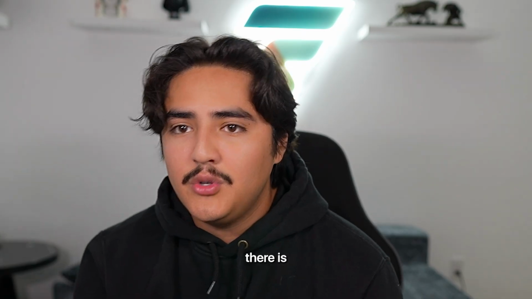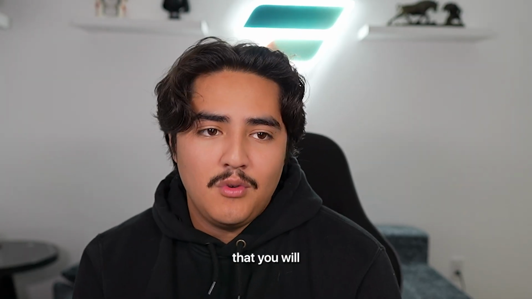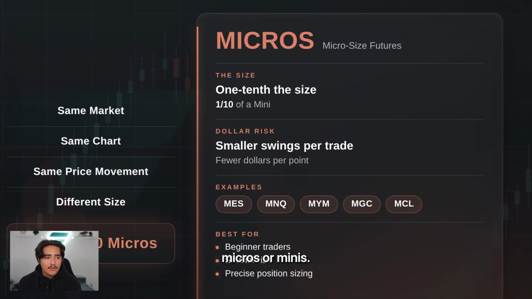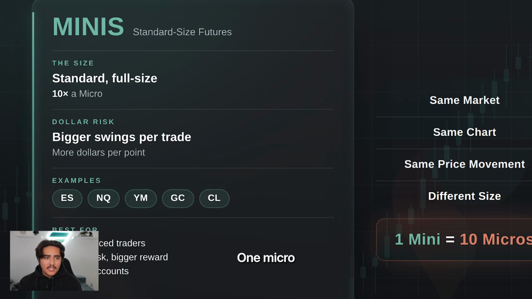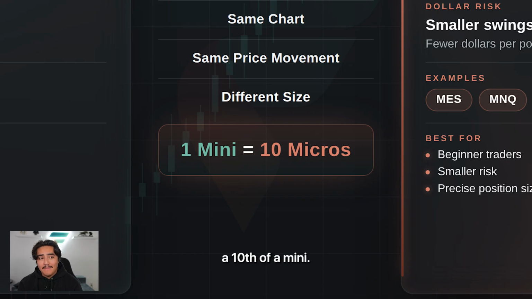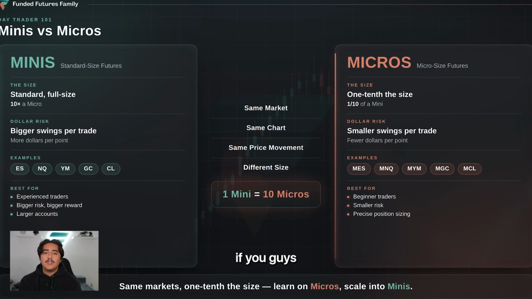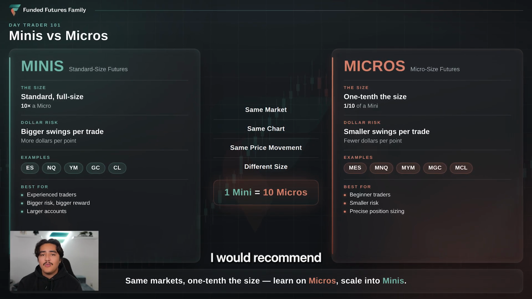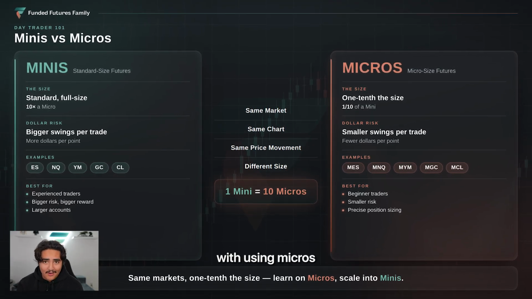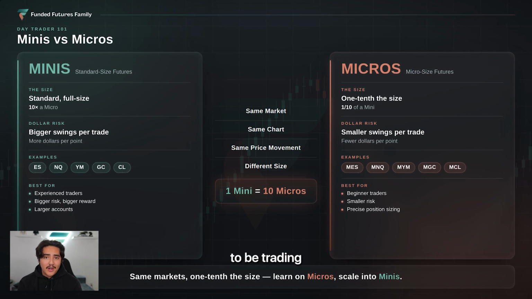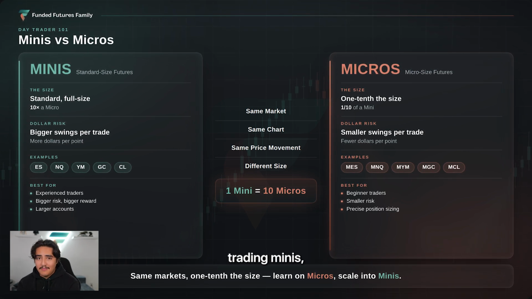There are 2 versions of buying power that you will be trading. You will be trading either micros or minis. 1 micro is equal to 1/10 of a mini. 1 mini is worth 10 micros. So of course, if you guys are wanting to know more about buying power, I would recommend you start with using micros, as the risk that you are going to be taking is much less than when you're trading minis. Like I like to say, micros are the training wheels for minis. Each one has its own price, and so does every contract that you trade in the futures market.